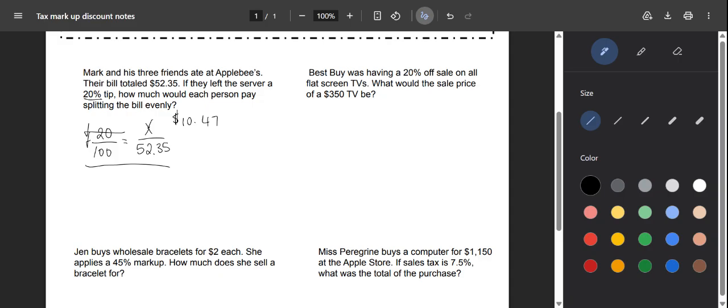And the question wants to know how much will each person pay splitting the bill evenly. So in order to find that, we have to know how much the group is paying all together, then we split it into equal groups. So we need to add $52.35 to $10.47. That will get us $62.82.